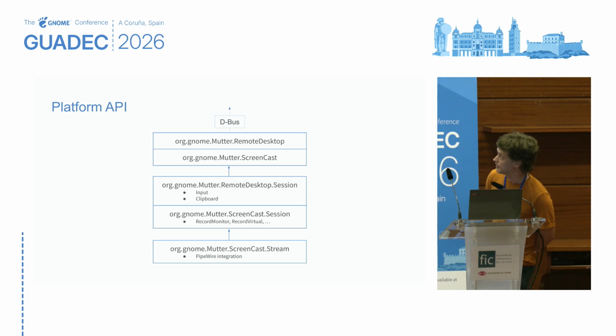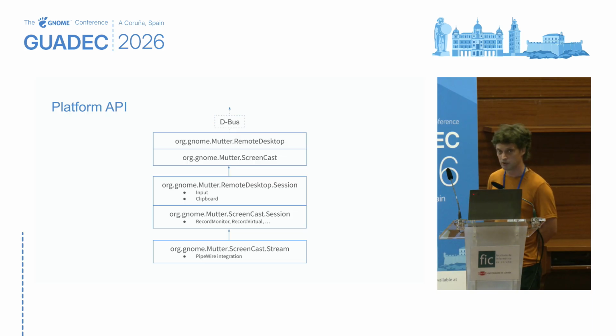This is roughly how the platform API looks. It's a bit split up between output and input, so screencast for output and remote desktop for input. Primarily for the screen sharing case where you don't want to have an application being able to control your session.